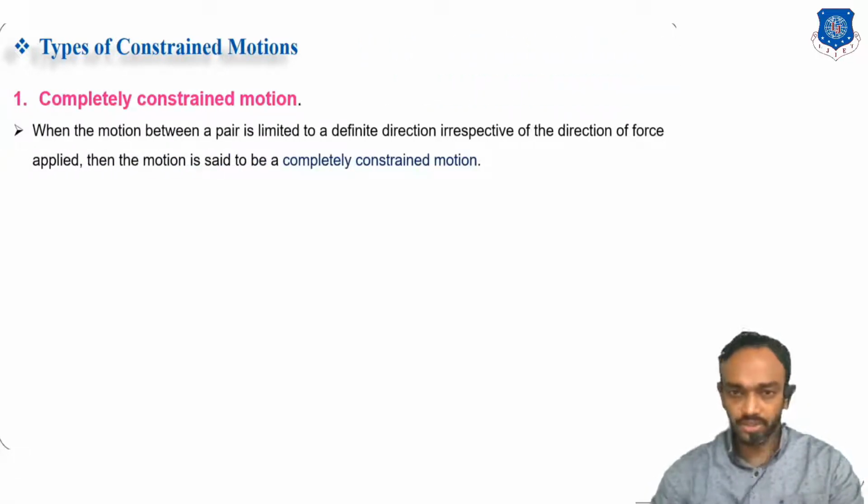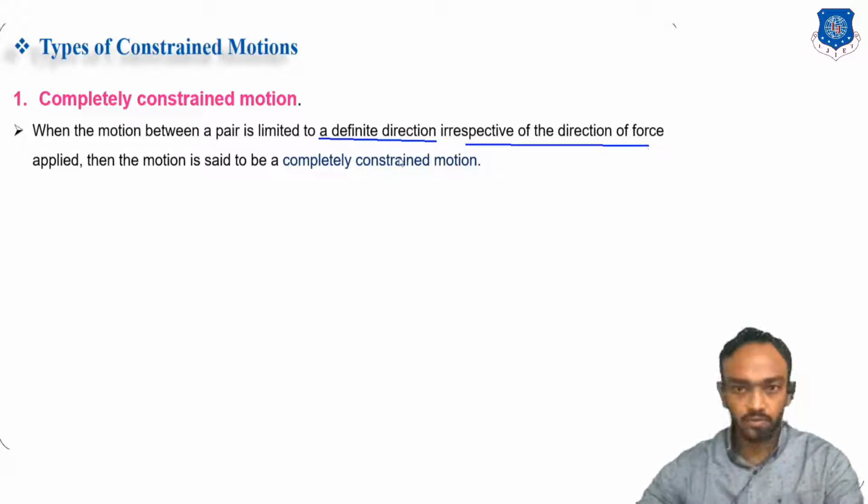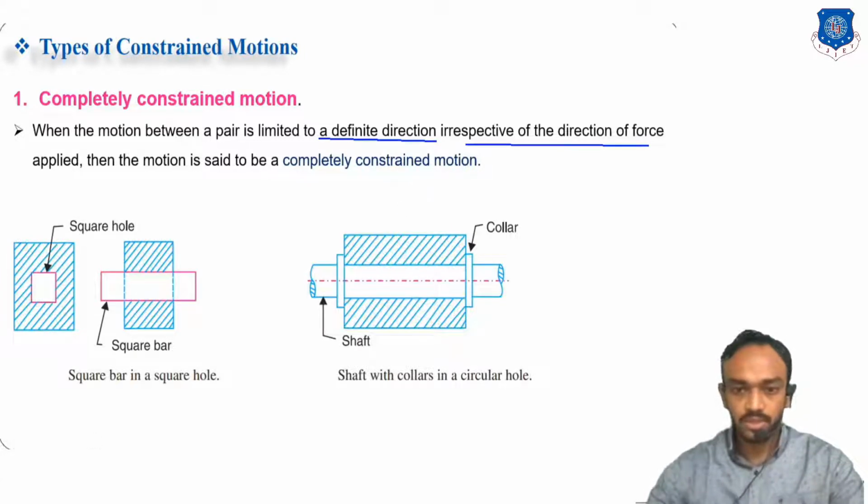You can see the definition. The motion between the pair is limited to a definite direction, irrespective of force. Means a definite direction irrespective of the direction of force, then it is called completely constrained motion. Let's check the examples: a square bar in a square hole, or a shaft with a collar in a circular hole.